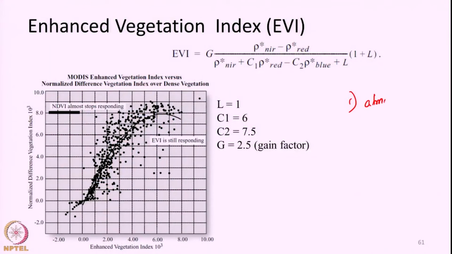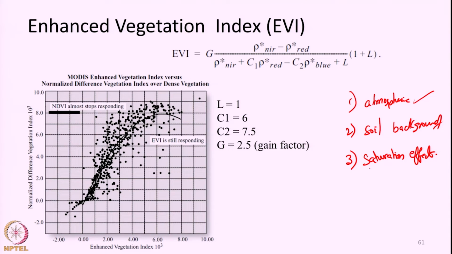Three effects: one is to reduce atmospheric effect, two is to reduce soil background effect, and three is to reduce saturation effect. We will understand what exactly atmosphere and soil background effects are. But what exactly is the saturation effect? Let us look at this particular slide.